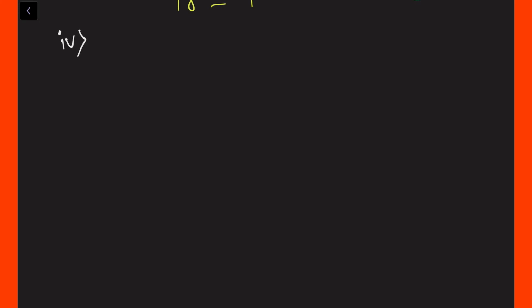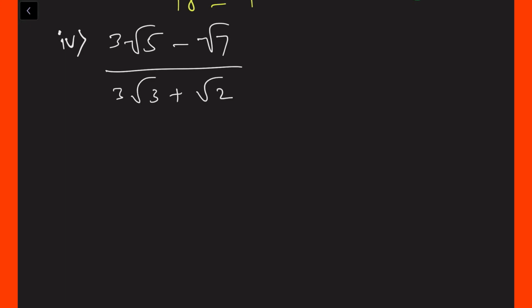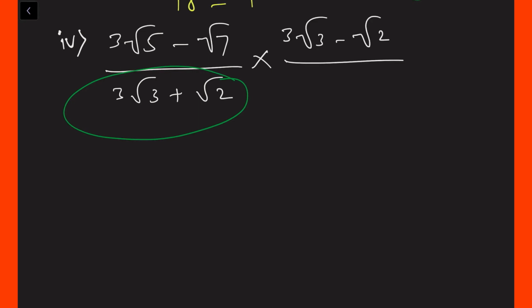The question is (3 root 5 minus root 7) divided by (3 root 3 plus root 2). Here in the denominator we have 3 root 3 plus root 2. So we need to multiply and divide with 3 root 3 minus root 2 divided by 3 root 3 minus root 2.